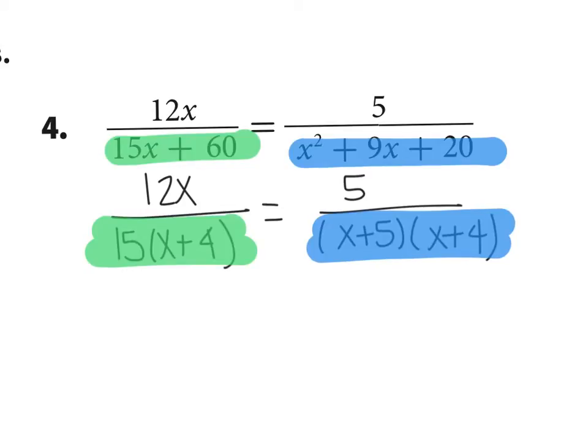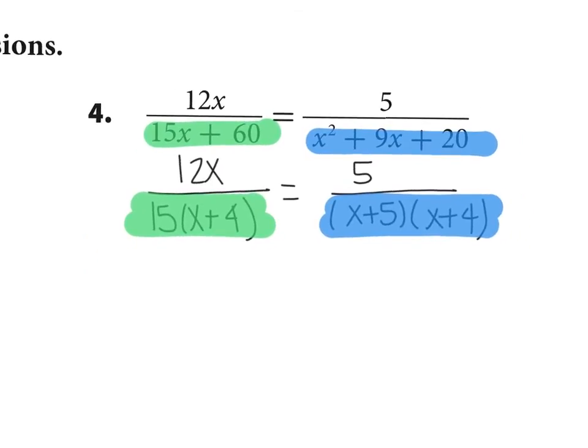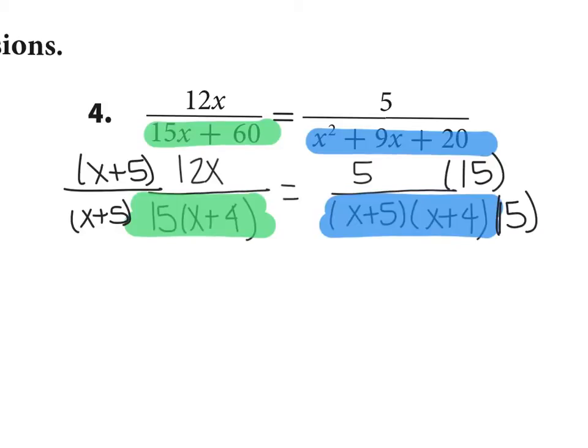I need my denominators to be equal. So if we look at the left side, the green side, it is missing an x plus 5 that the right side has. So that means I need to multiply the left by x plus 5. If I multiply the bottom by x plus 5, I must multiply the top by x plus 5. And the right side is missing a 15. And so I need to multiply the numerator by 15 as well.